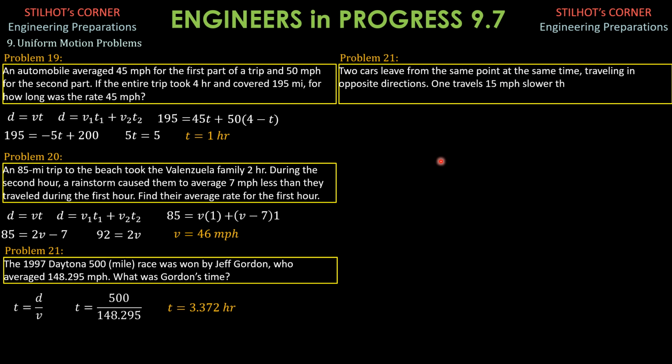Two cars leave from the same point at the same time, traveling in opposite directions. One travels 15 miles per hour slower than the other. After 6 hours, they are 630 miles apart. So find the rate of each car.